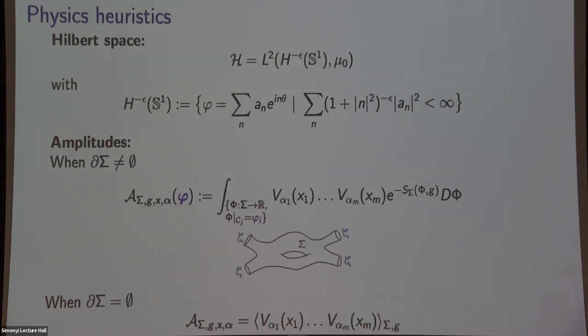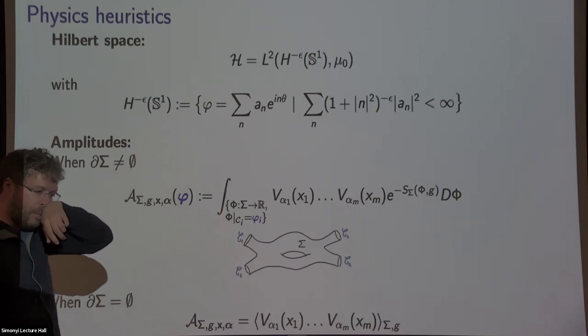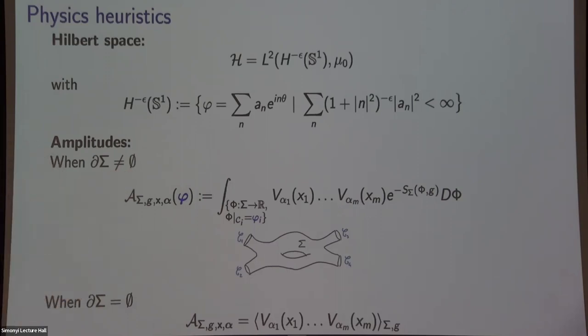Let me give a bit of physics. I've already talked about this. I'm going to equip my space of functions on a circle with a measure mu zero. Let me try to explain where these axioms come from from a path integral point of view. We'll see that it's rather natural.